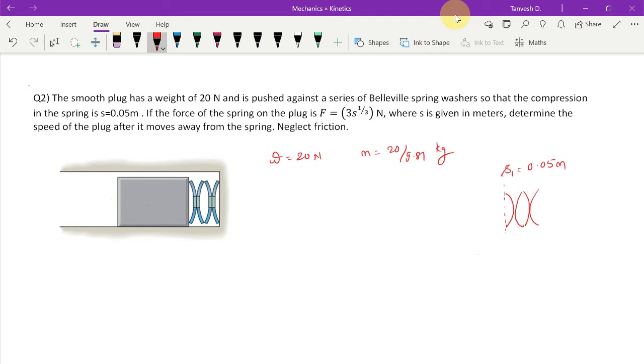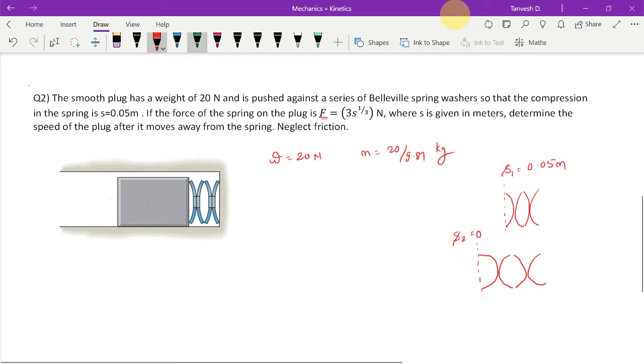When it is relaxed, right, it would look something like this. So this is the relaxed position or unstretched position, S2, which is equal to 0, right? And here instead of giving the stiffness of the spring, directly the resistive force is given, okay, which is 3s raised to 1 by 3 newtons.